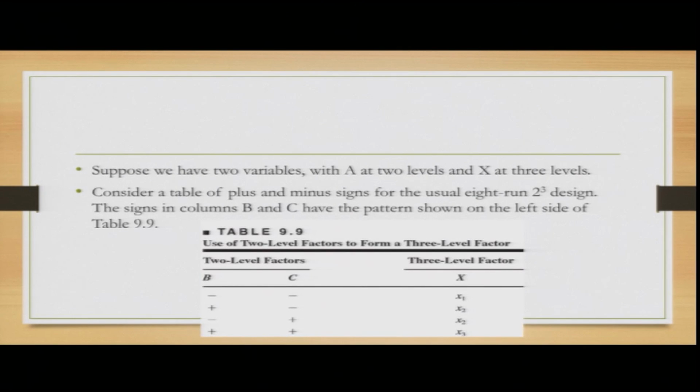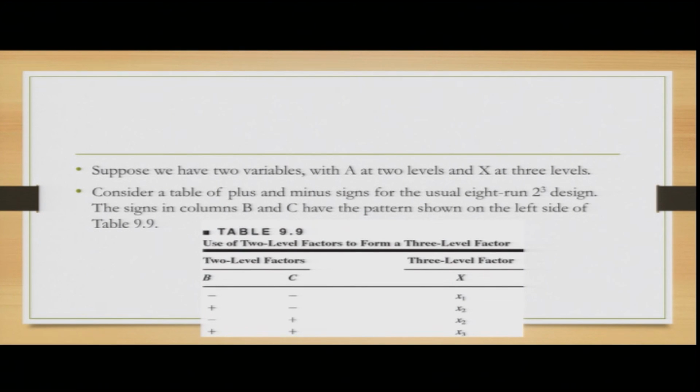Suppose we have two variables, A at 2 levels and x at 3 levels. So, we consider a table of plus and minus signs for the usual 8 run 2 to the power 3 design. The signs in the columns B and C have the pattern shown on the left side of the table, which is basically 2 factor levels. It will be B at minus level, C at minus level. Other combinations are B at high, C at low, and another could be B at low, C at high. Another combination would be both of them at the high level.